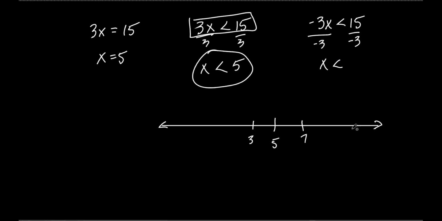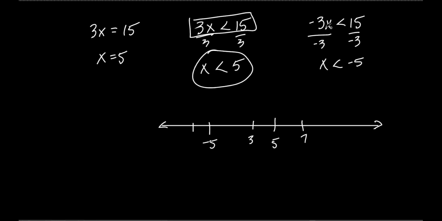What if, big if, doesn't work, okay? But what if I kept it the same? What would this be? Negative 5. So let's see if it works, all right? Pick a number that's what? Less than negative 5. So here's negative 5, way over here, negative 6. Let's put a negative 6 in for this. Negative 3 times negative 6 is what?